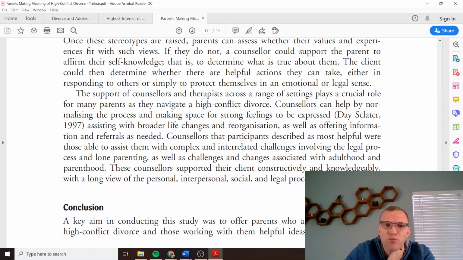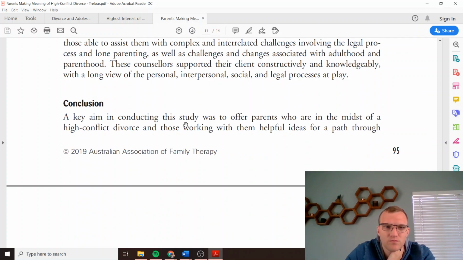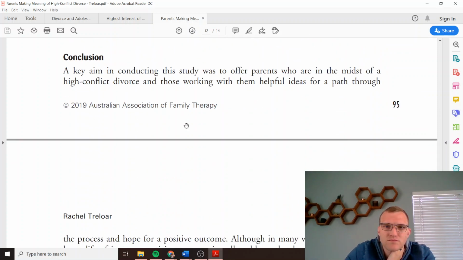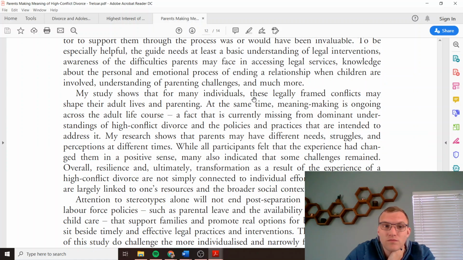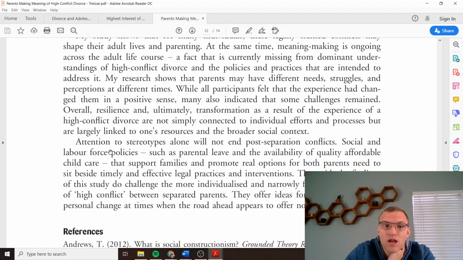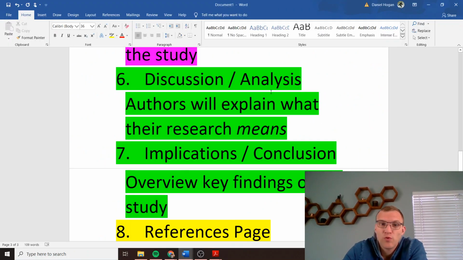All right, they say the support of counselors and therapists plays a crucial role for many parents. This might be something that's quotable. And in this case, this author actually does separate between discussion and conclusion. Again, you're going to find a lot more quotable stuff in this section. So I would say read these sections, because that's often where you're going to find the most quotable stuff, the most summarized key takeaways.